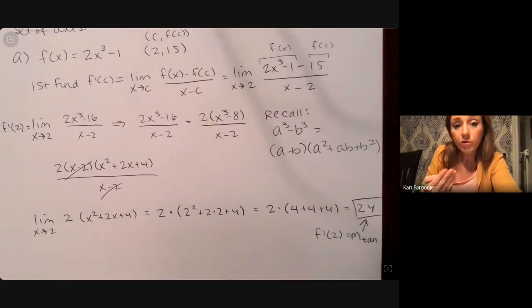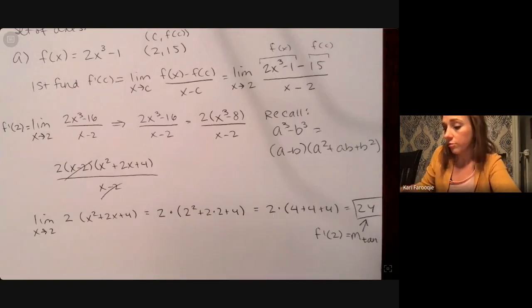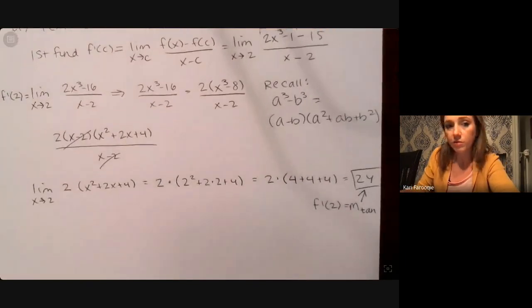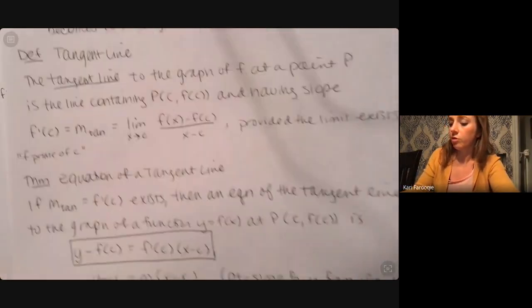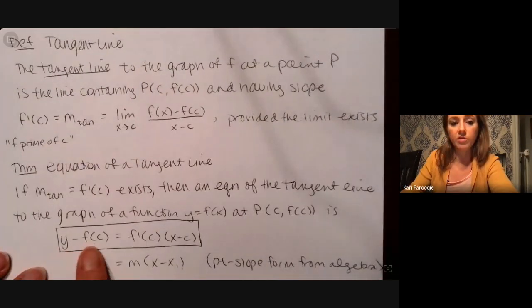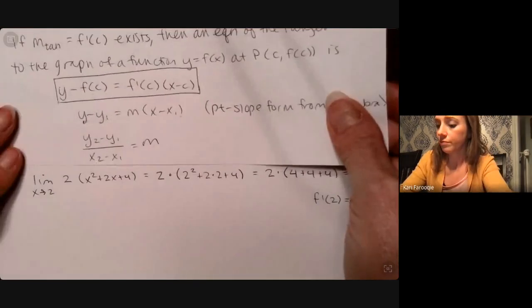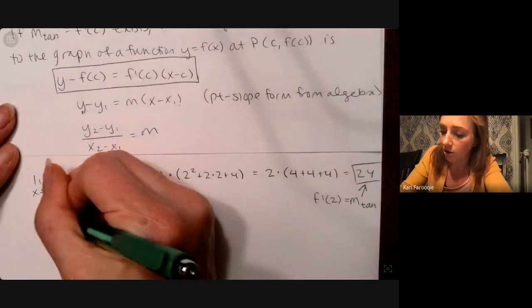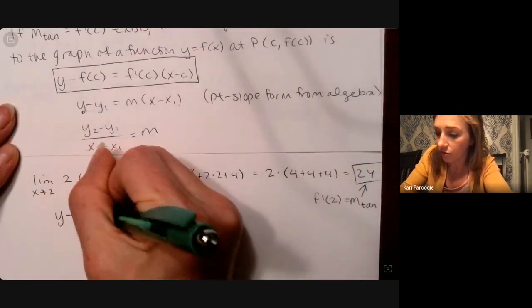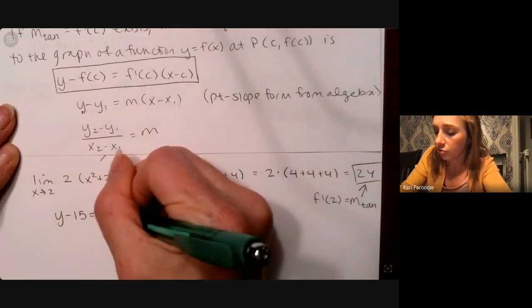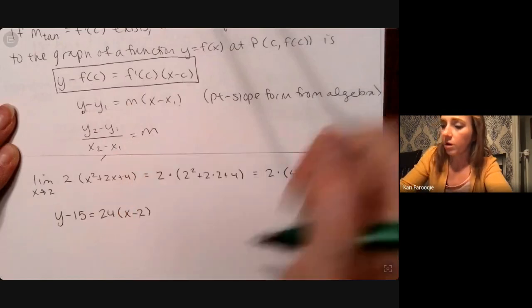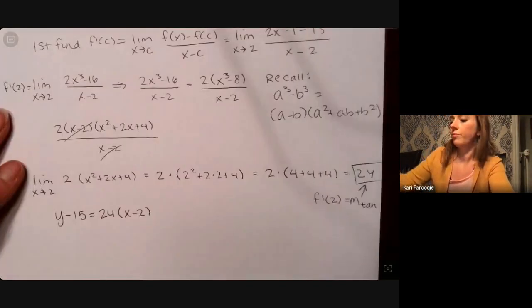And really, once you find the slope of your tangent line, the rest of this is not going to be that big of a deal. You're just going to piece it all together using the equation that I gave you. Y minus f of c equals f prime of c times x minus c. I'll leave that right here for you. Y minus f of c, we said was 15, or I gave that to you, is equal to f prime of c, which is 24, times x minus c, which is x minus 2.